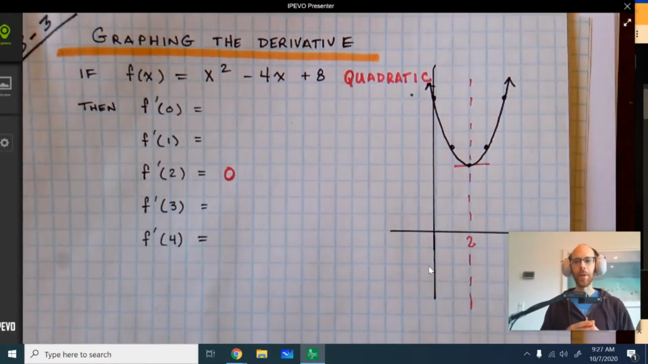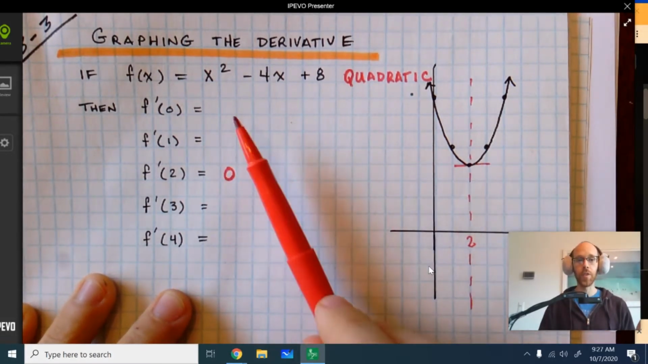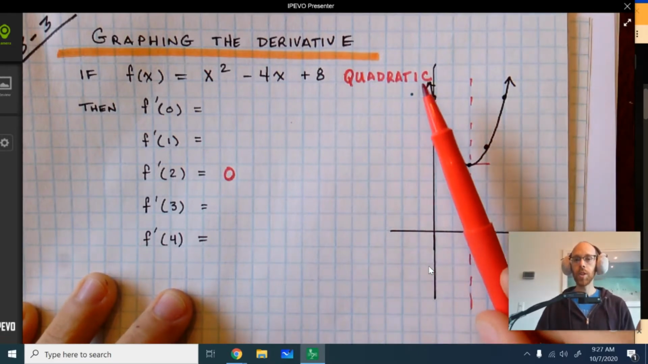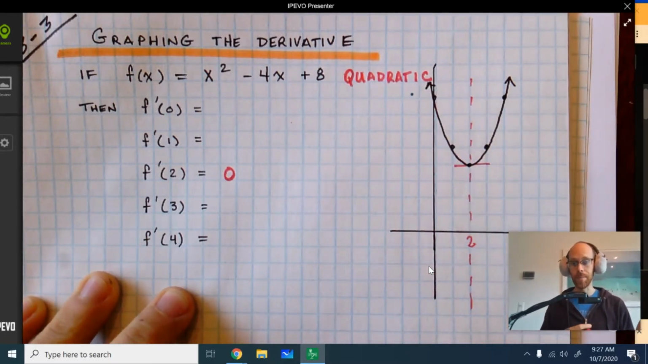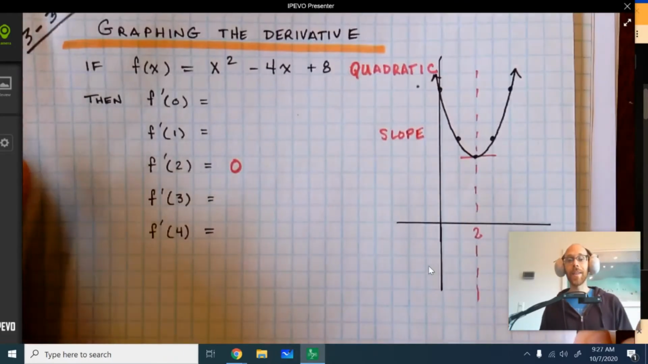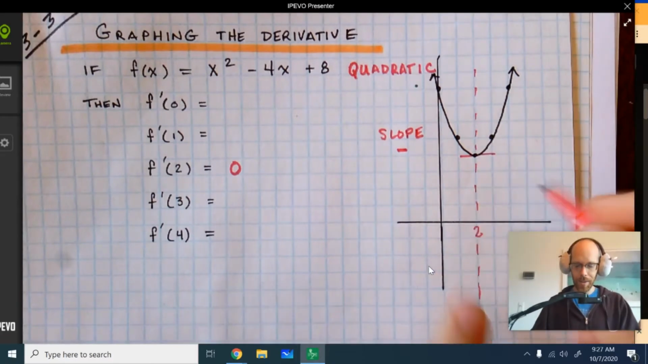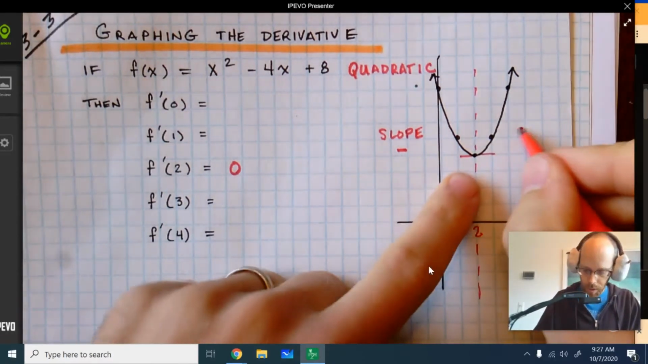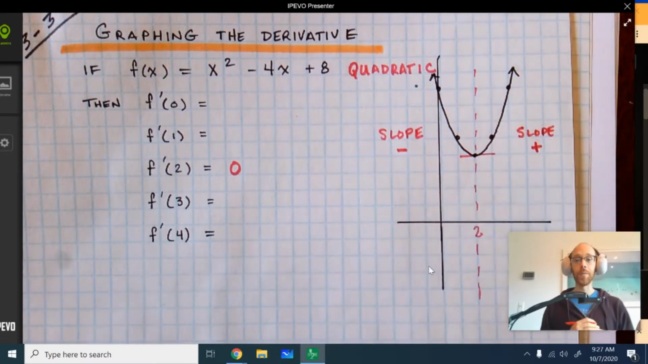Let's go a step further. If we look at the values of the derivative before 2, so at 0 and 1, what should we be able to tell about the derivative because the function is decreasing? That's right, the slope is negative, and on the other side, anything larger than 2, the slope is positive.